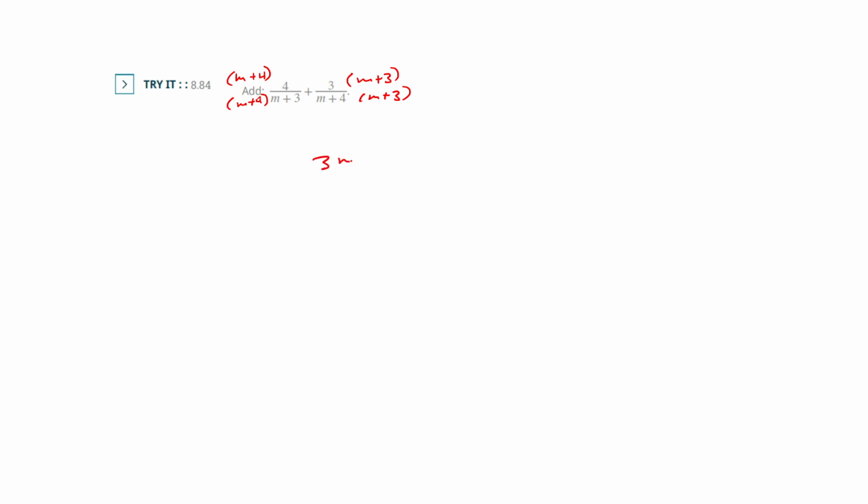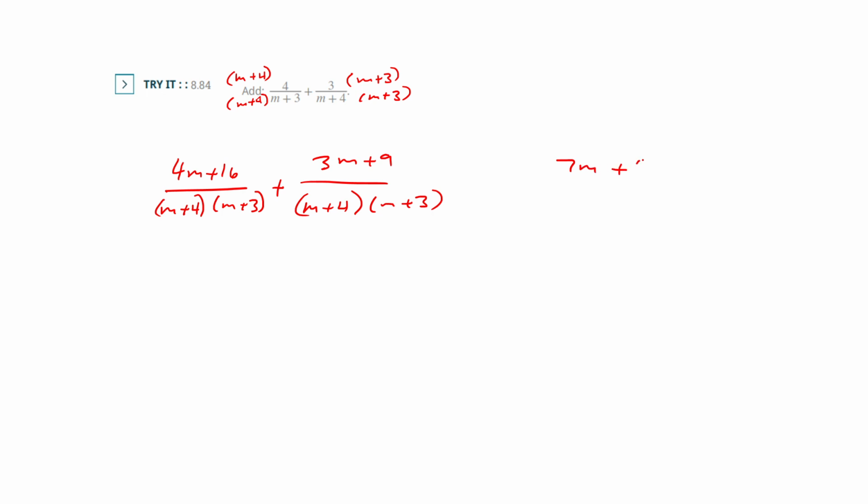I've got 3m plus 9. Now I know I wrote this the other way around, but you can still distribute this. It doesn't matter which side. I'm getting 4m plus 16. Okay, the bottoms now match, so we can do the tops. Got 7 m's on the top plus 25.